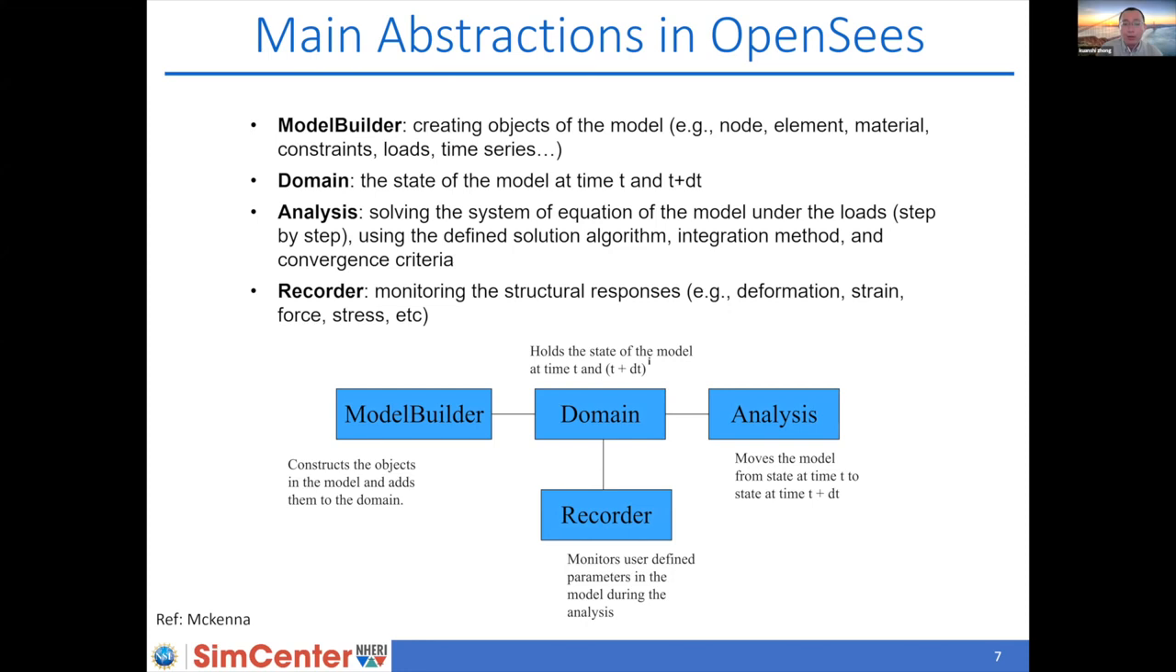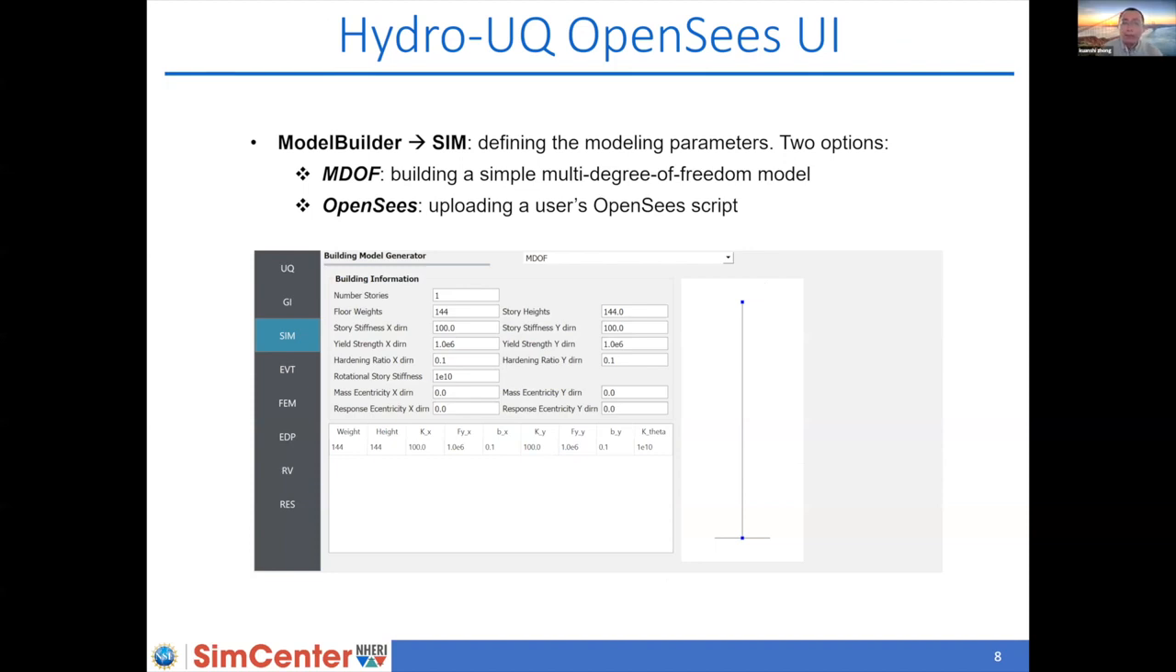And to mention, this is open source code, so users can also be developers and introduce new material types and new element types to advance their own simulations and also to facilitate others' research. Okay, so of these four abstractions, except for the domain part, which sits in the back during the simulation, the other three have a good mapping to our HydroUQ front end with its unique user interface. The model builder basically maps to the SIM panel, structural information modeling, defining the model and parameters.